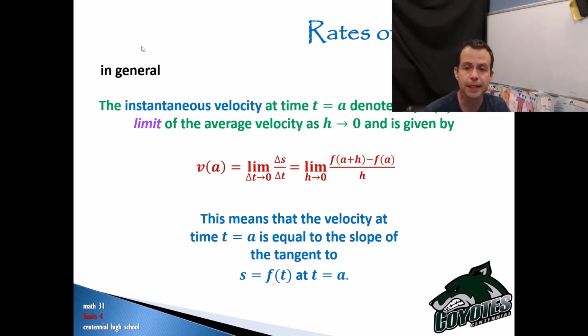Okay. So this means that the velocity at time t equals a is equal to the slope of the tangent to s equals f of t at t equals a. Okay, because that's what a limit is doing, right? The limit is telling me the slope of the tangent line that exists at that particular point. Okay, so the velocity is equal to the slope of the tangent line. They are the same thing, okay?